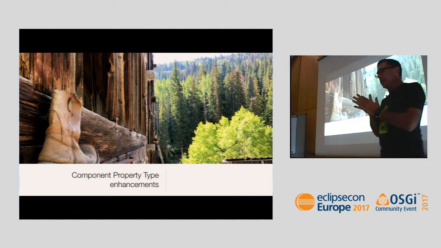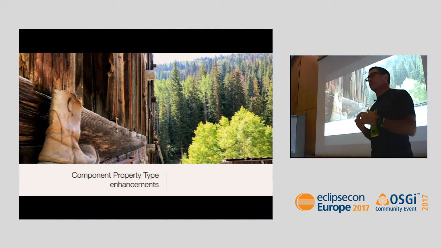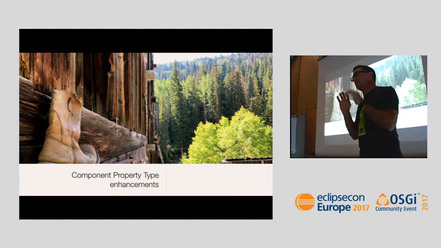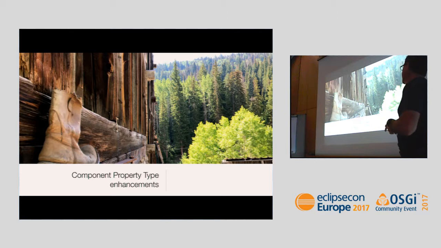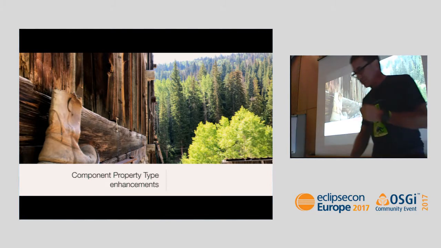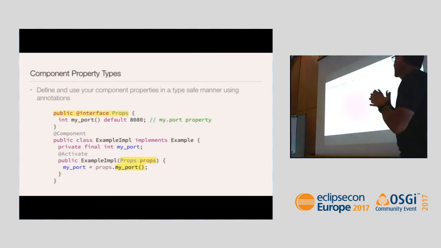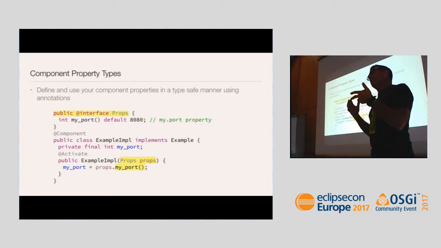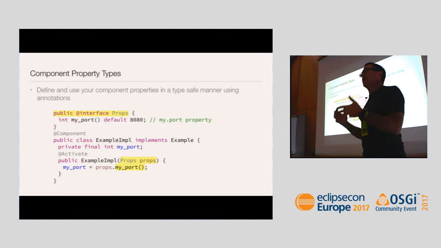So the next big addition in 1.4 is more enhancements to component property types. So who here has used a component property type? Oh, okay. This is another cool feature of DS you should definitely begin to take advantage of. So component property types basically let you use your component properties in a type-safe manner, right?